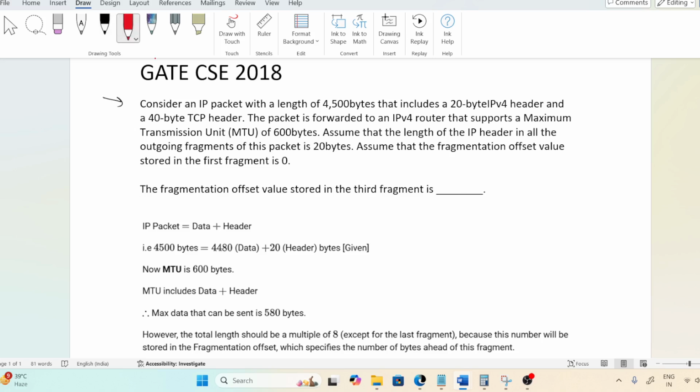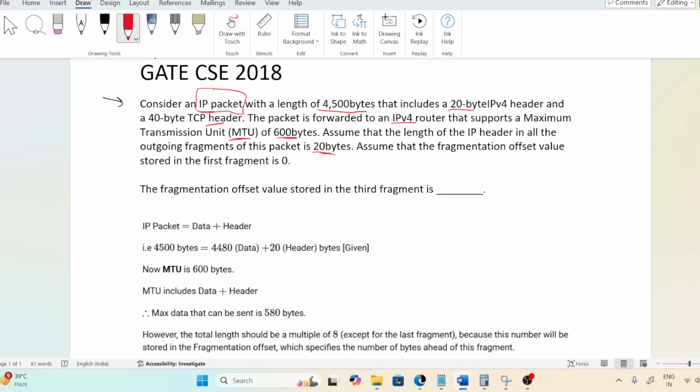Consider an IP packet with the length of 4500 byte. So, you have an IP packet which is having the length of 4500 byte, which includes 20 byte of IPv4 header and 40 byte of TCP header. The packet is forwarded to an IPv4 router that supports a maximum transmit unit MTU of 600 byte. Assume the length of the IP header in all outgoing fragments is 20 byte.